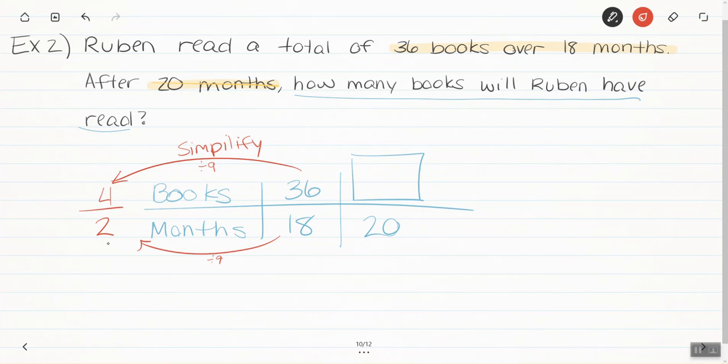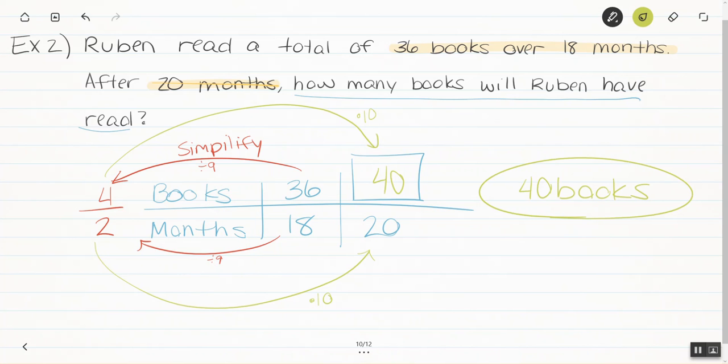Now, could I get from the 2 over to this 20? And the answer is now I can. I have a simplified ratio that moves forward. So what would I multiply times 2 to make 20? Well, I would multiply times 10. And whatever I do to the bottom, I also have to do to the top. So I'm going to multiply 4 times 10, which gives me 40. So I end up with 40 books as my answer.